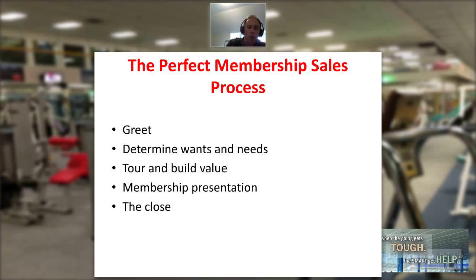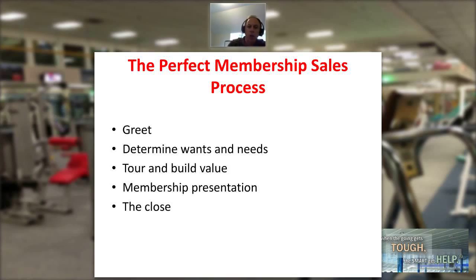Now, for those of you that are a little further on in this process, sometimes folks come in and they're ready to buy, they're ready to join, and you can simply ask the question when it's appropriate: have you made the decision to join? And if they have, great, sign them up. If they have not, then you're going to follow this process.